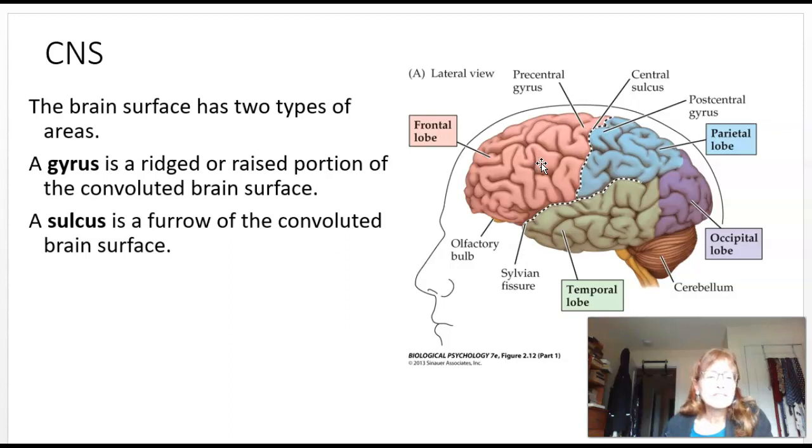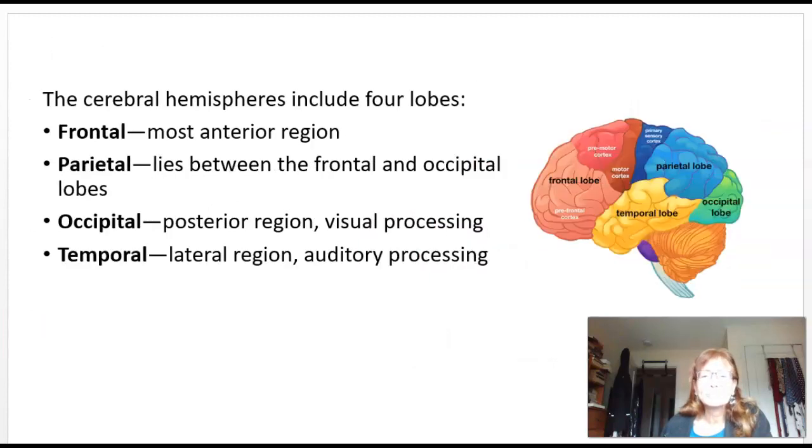There are some other things on here too, which we're going to talk about in some future slides, but this is a really nice view showing division points here. We're looking at a lateral view of the brain. So we'll go back to those.